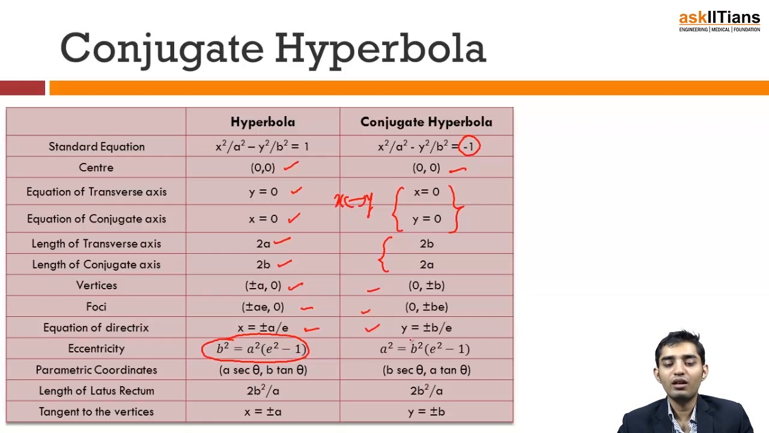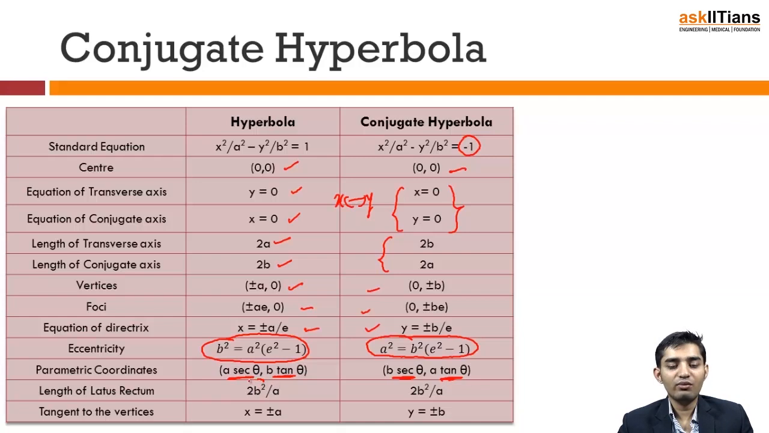So here, in case of conjugate hyperbola, the relation will be a square equal to b square into e square minus 1, right? So swap a and b again. Okay. Parametric coordinates, here it will be a sec theta, so here it will become b sec theta. A will become b. If it is b tan theta, this will become a tan theta, right? So swap a and b again.